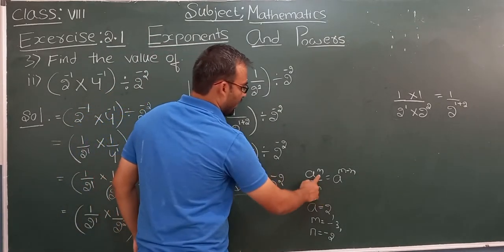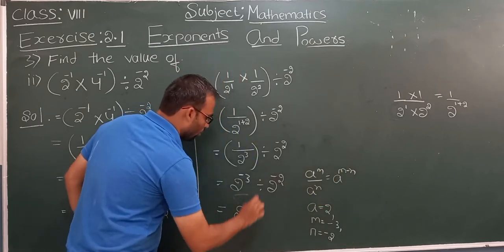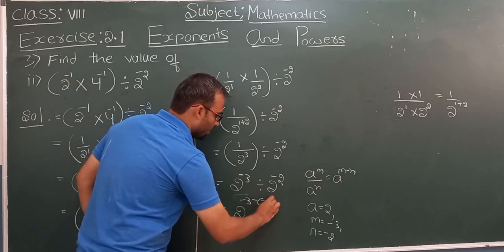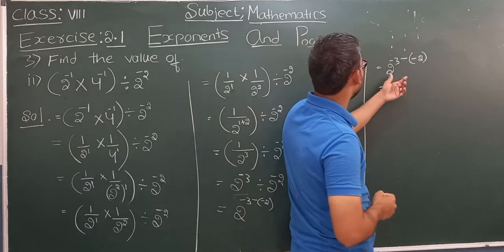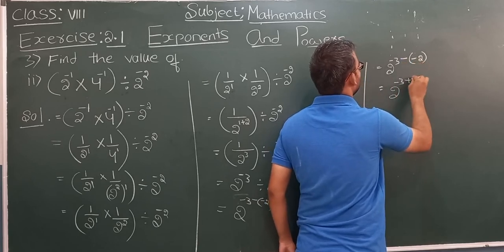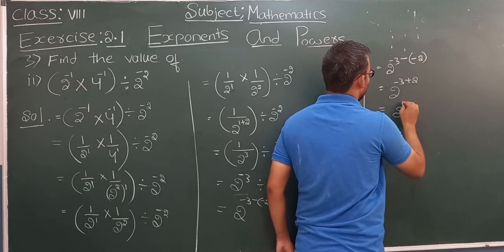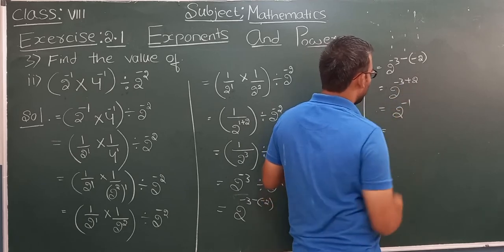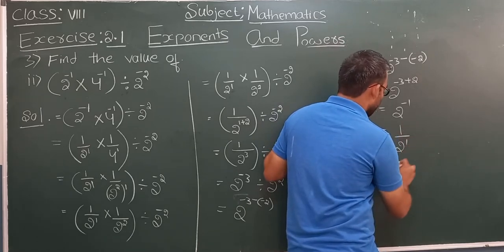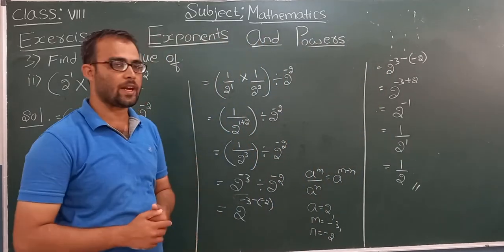Just look here. a to the power m divided by a to the power n equals a to the power m minus n, that is 2 to the power minus 3 minus bracket minus 2. Now students, we can write 2 to the power minus 3 minus into minus, plus 2. Then 2 to the power minus 3 plus 2 is what? Minus 1. As we have got 2 power minus 1, when we reciprocal it, we are getting 2 to the power 1, which is nothing but 1 by 2. This is the solution of the second problem.